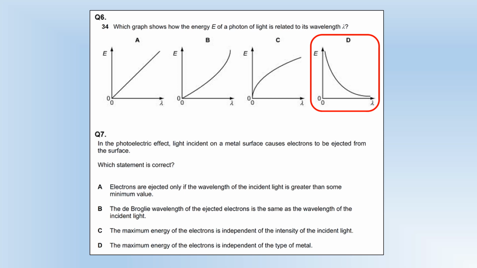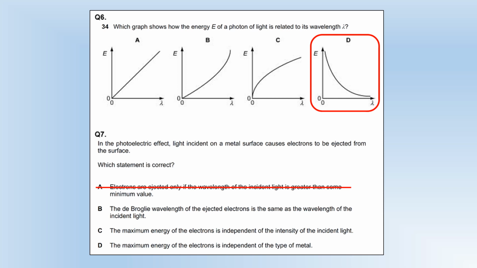In the photoelectric effect, the light incident on a metal surface causes electrons to be ejected from the surface. Which statement is correct? Electrons are ejected only if the wavelength is greater than some minimum value. No, it's if it's less than some minimum value. Remember, to get higher energy, we need shorter wavelengths, so that doesn't make sense.